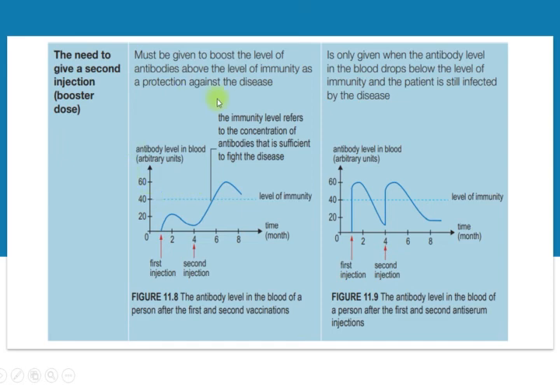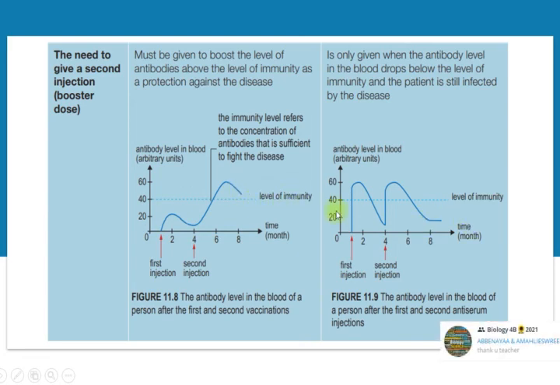As you can see from the graph here, when the second injection or booster dose is given, it will boost up the level of antibodies above the level of immunity. This is referred to as the level of immunity. Once the antibody production is above the level of immunity, it will give protection against the disease.